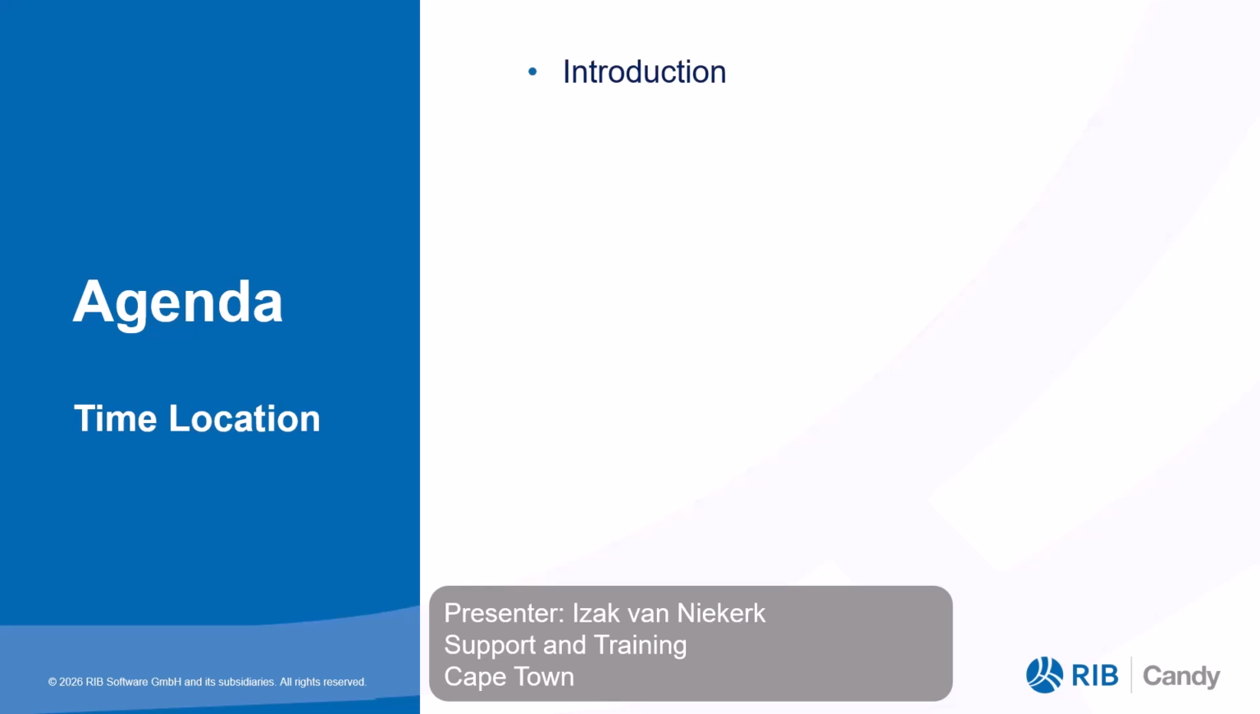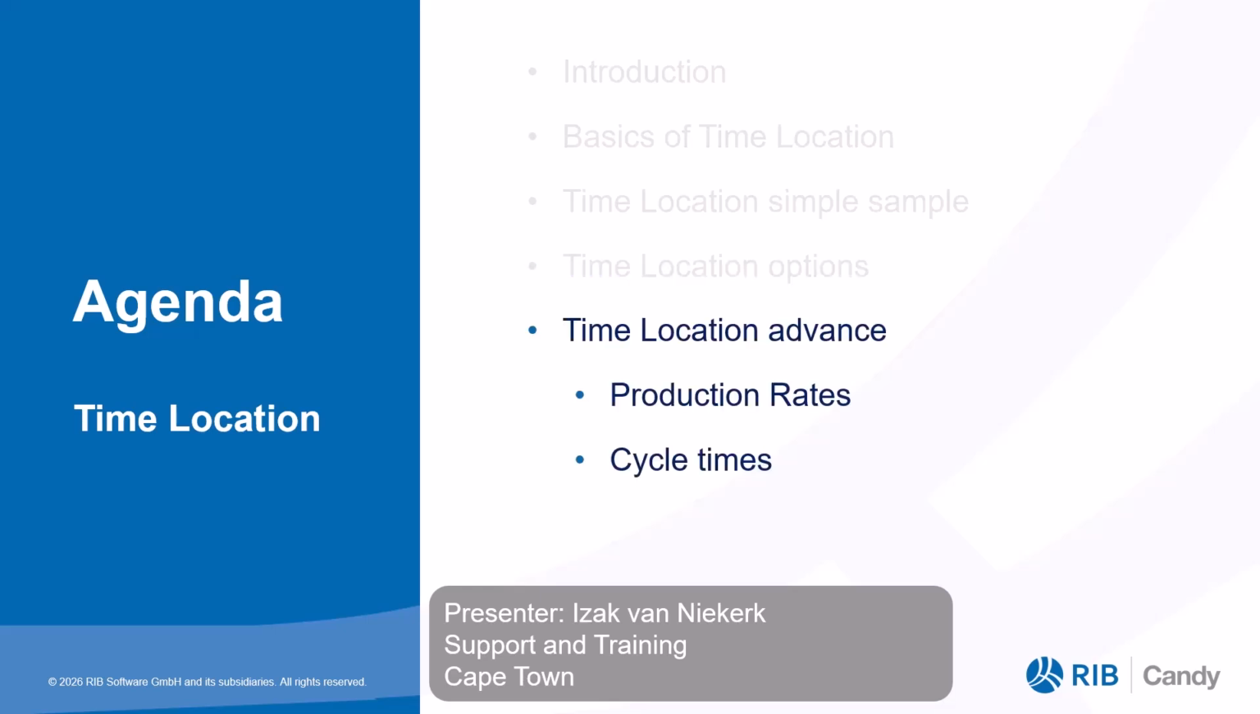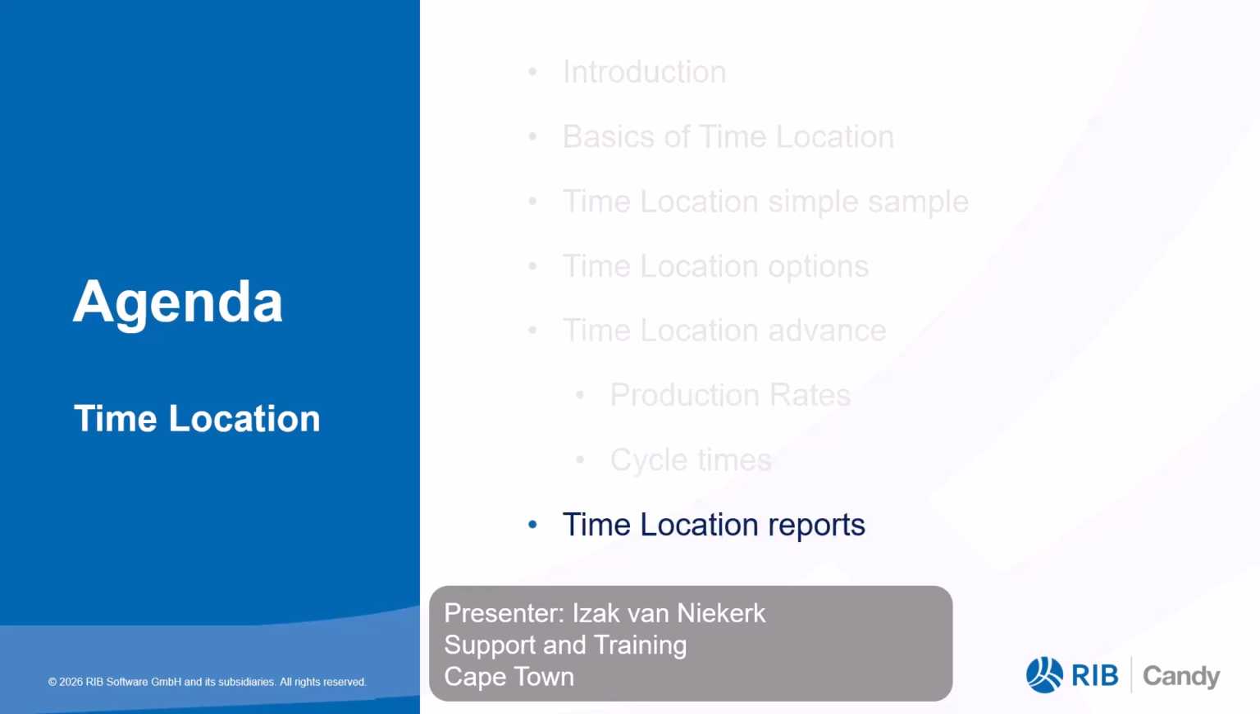Our agenda for today is as follows. First, an introduction of what time location is and where it's useful. Then we'll explain the basics of time location, after which we'll discuss the options available in the production of a time location. We will also discuss some advanced features available like production rates and cycle times. And then we'll demonstrate how to customize and produce time location reports for printouts. And we'll end off with some tips and tricks that can be applied in producing a time location chart.